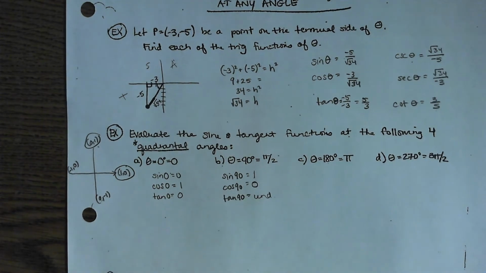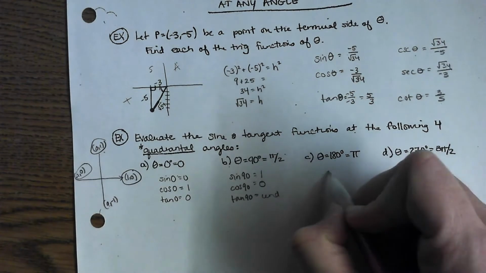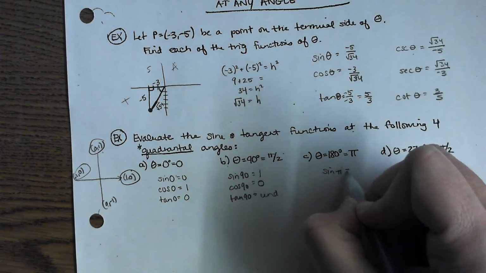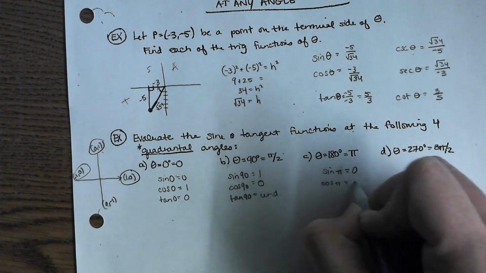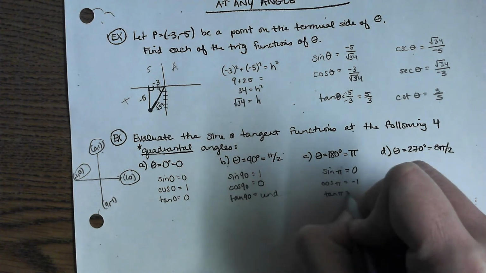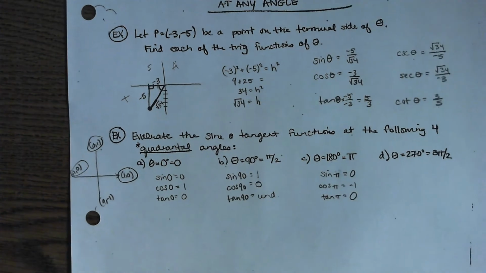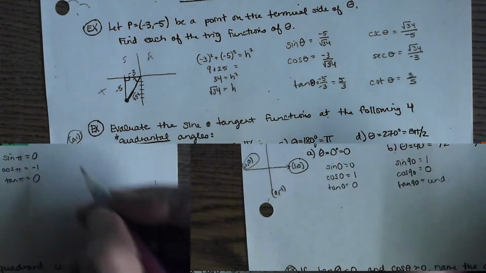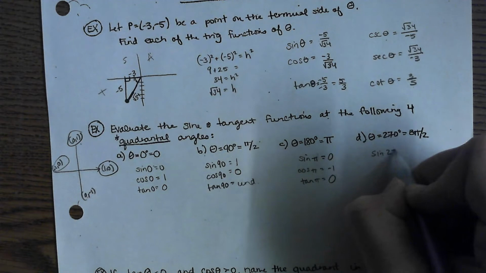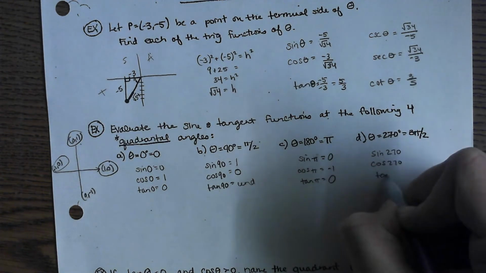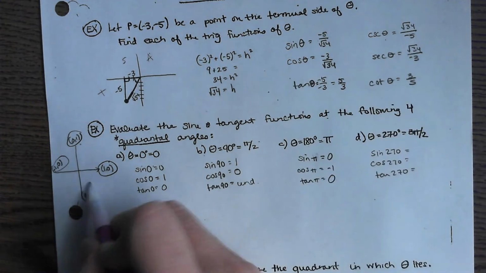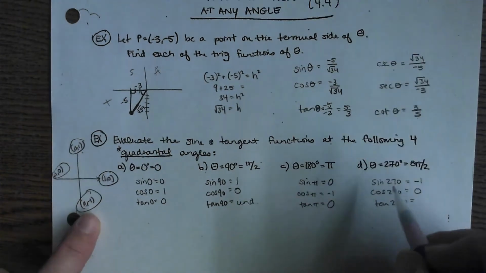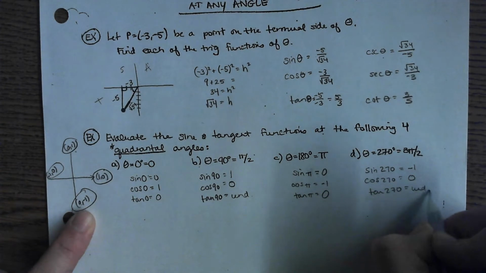All right. In part C, 180, we focus on this. So our sine, I'm not going to write 180, I'm going to write pi because it's easier. Sine of pi is 0. Cosine of pi is -1. Tangent of pi is 0. And then for D, sine is the y-coordinate -1, cosine is the x-coordinate 0, tangent is that divided by 0, undefined.